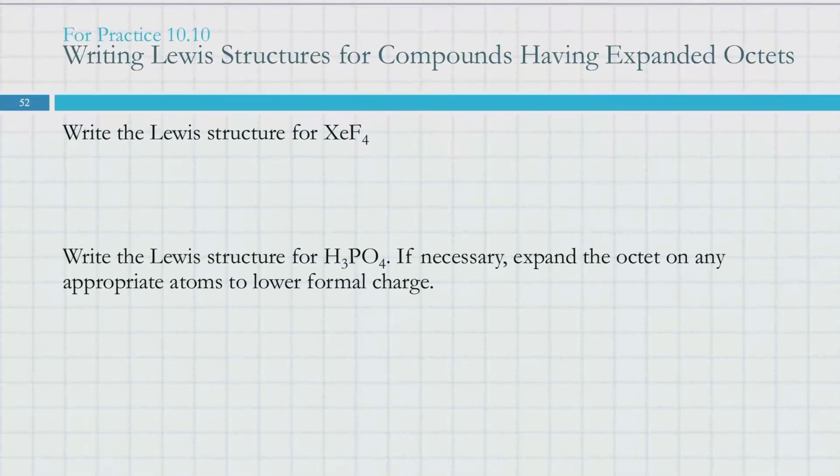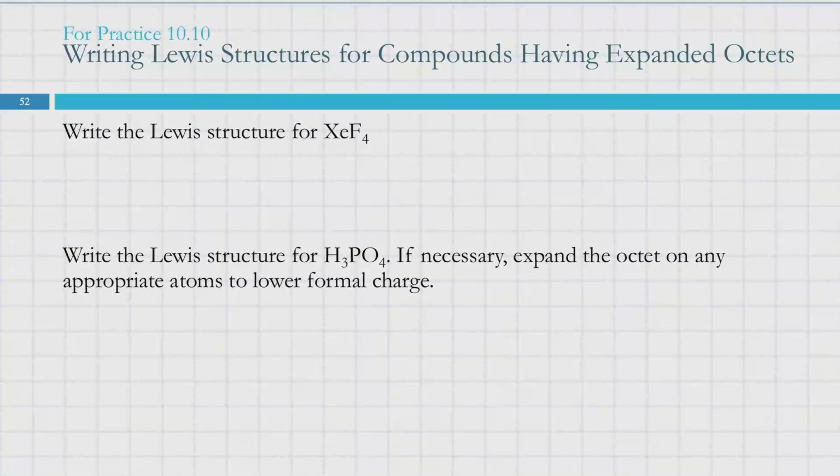Some for you to try. Write the Lewis structure for xenon tetrafluoride and for phosphoric acid. If necessary, expand your octet. For H3PO4, the phosphorus is going to be bonded to the 4 oxygens, and then hydrogens will be bonded to 3 of those oxygens.